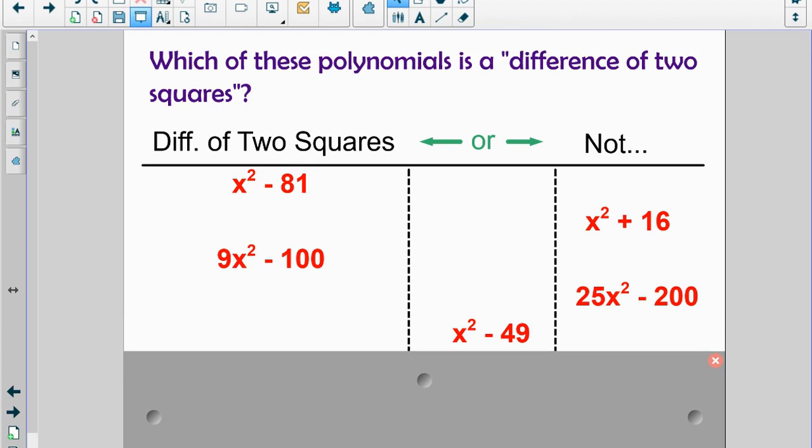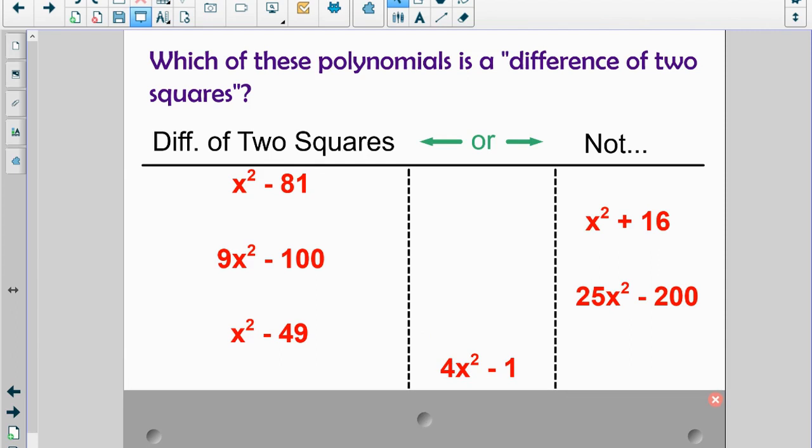X squared minus 49. Well, yes, it's a subtraction problem, so it is a difference, but are they perfect squares? X squared is x times x. 49 is 7 times 7. So that is a difference of two squares. 4x squared minus 1. Now let's see. It's a subtraction problem. We're good there. I know 1 times 1 is 1, so that's a perfect square. What about 4x squared?